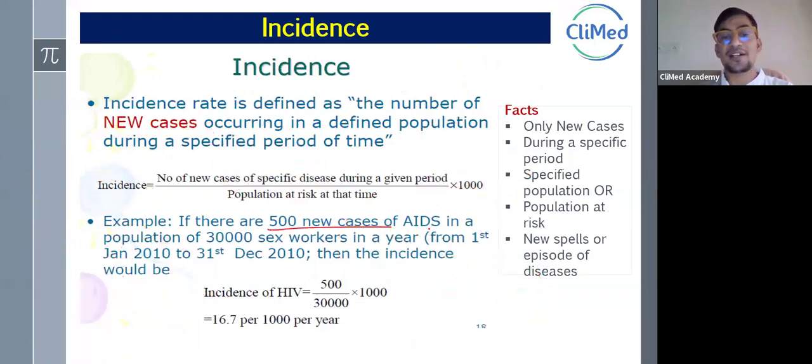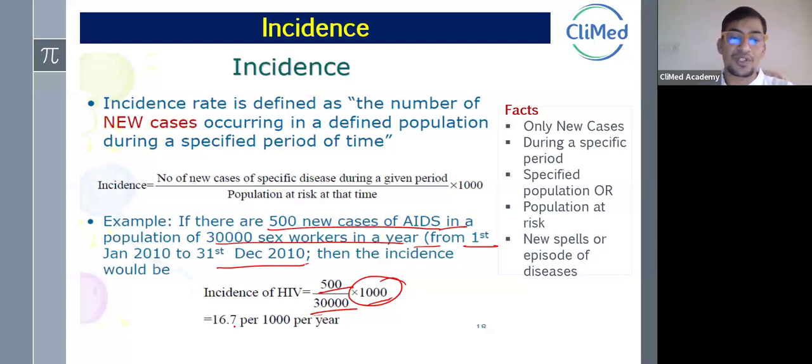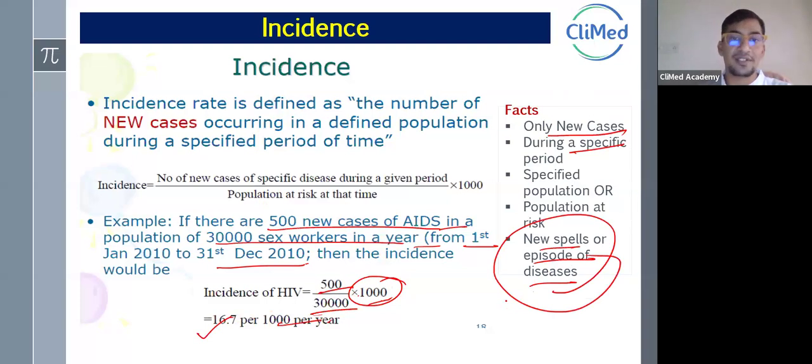Look at the example. If there are 500 new cases of AIDS in a population of 30,000 sex workers in a year, from 1st January to 31st December, then the incidence is simple: 500 divided by 30,000, multiplied by 1,000, because we want numbers per thousand. That gives 16.7 per thousand per year. This is the unit for incidence. So the facts: only new cases during the specific period of time, and we should have the population at risk. Only new spells or new episodes of the disease, not the older ones.